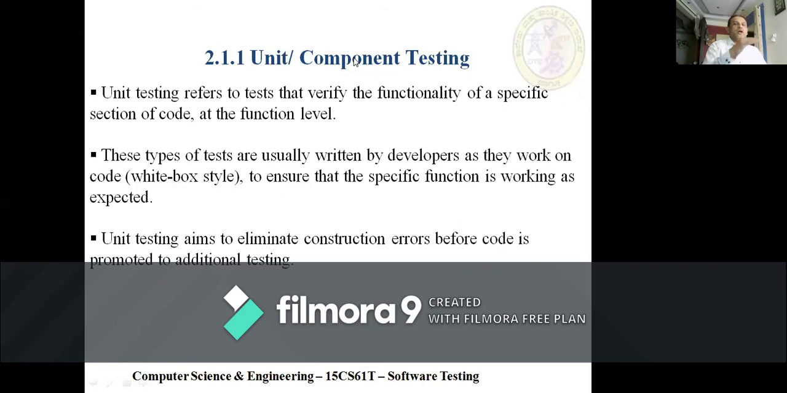We don't want to multiply the errors. If there is a small mistake at the unit level, then that error can become a complex error in the later phase. So we want to eliminate the test errors at the initial stages itself, while constructing the code.